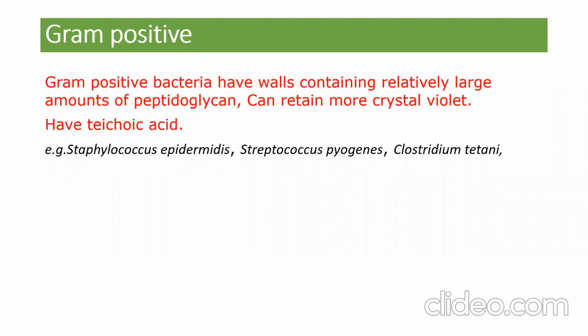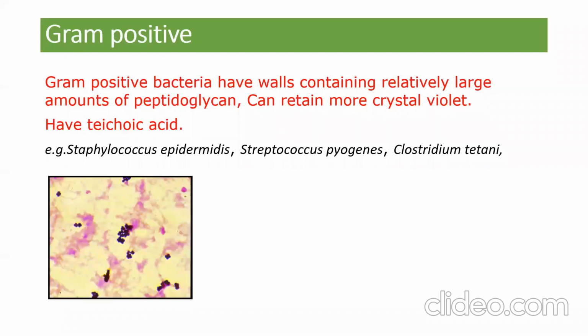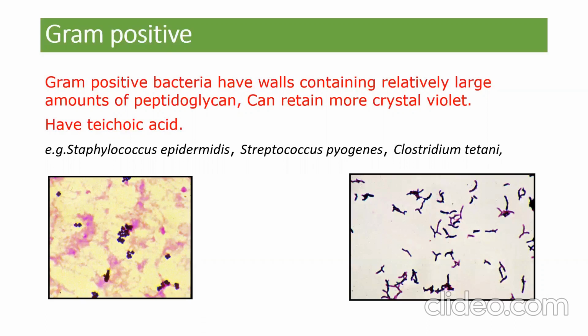Now, depending on the amount of peptidoglycan present in the cell wall, we know the bacteria can be divided into gram-positive and gram-negative. Gram-positive bacteria have walls containing relatively large amounts of peptidoglycan, and so they can retain more crystal violet. They have teichoic acid also. This teichoic acid is a unique feature of gram-positive bacteria. For example, Staphylococcus epidermidis, Streptococcus pyogenes, and Clostridium tetani are examples of common gram-positive bacteria.